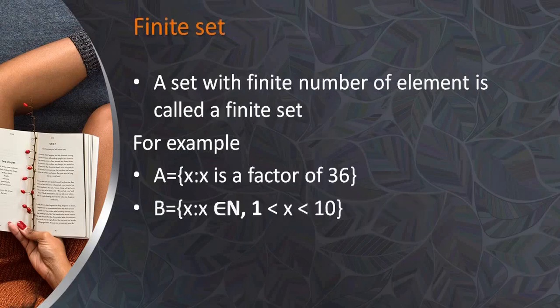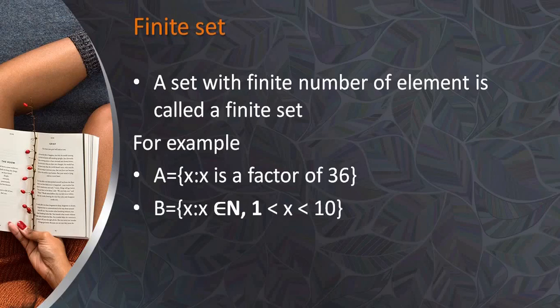And the third one is finite set. It is a set with countable number of elements. For example, A is equal to x such that x is a factor of 36. In this case, the factors of 36 are 1, 2, 3, 4, 6, 9, 12, 18 and 36. Thus, it is countable. So, it is a finite set.